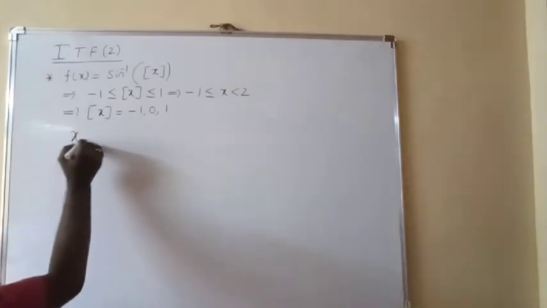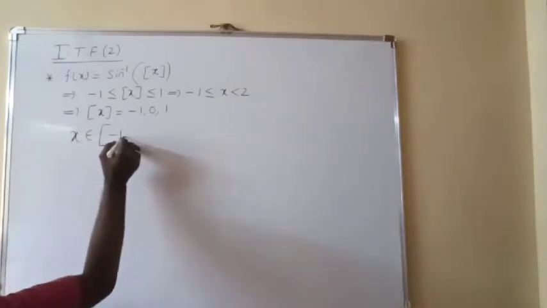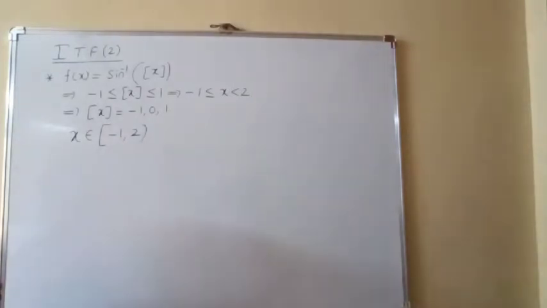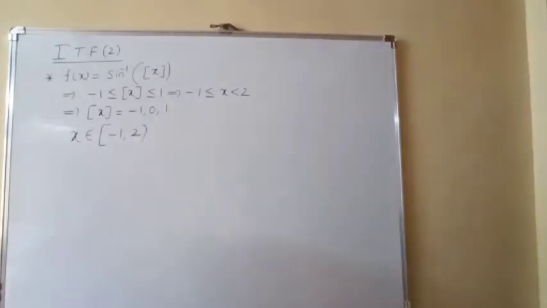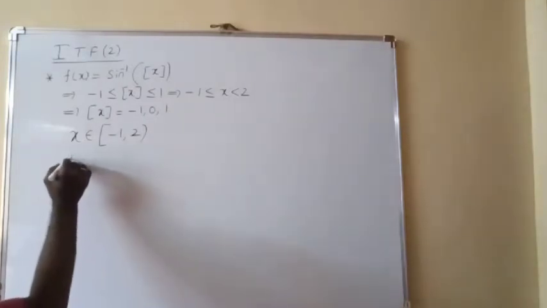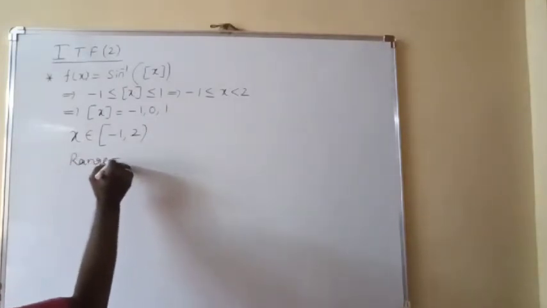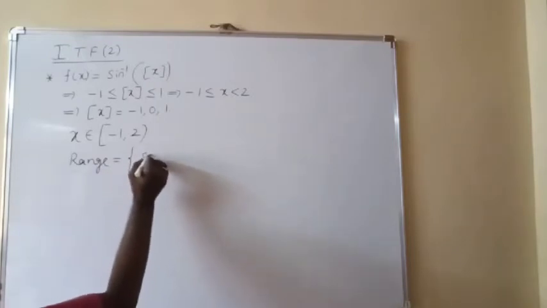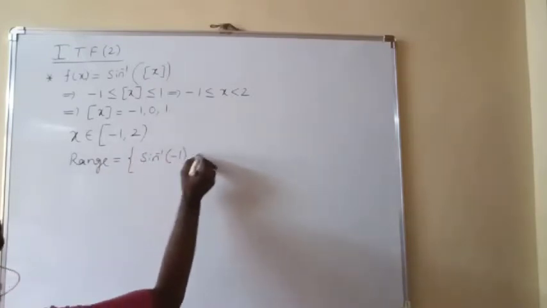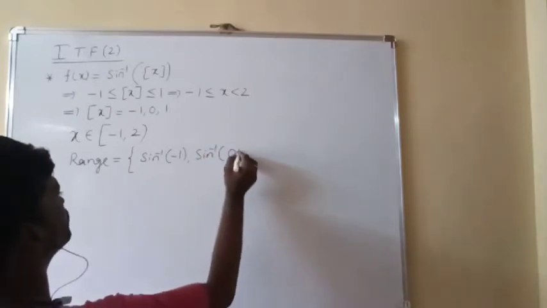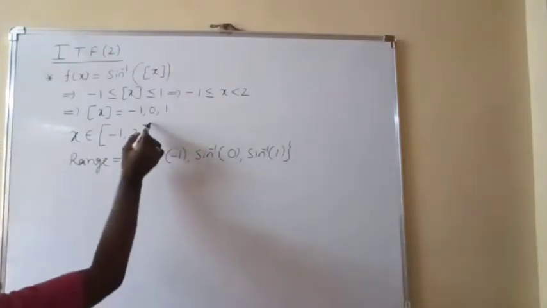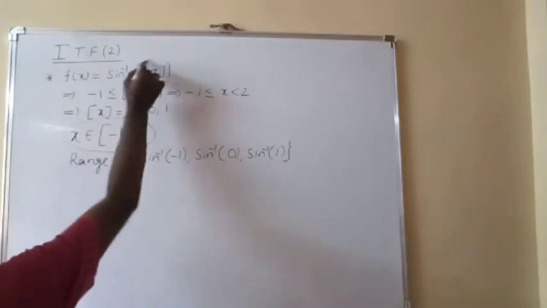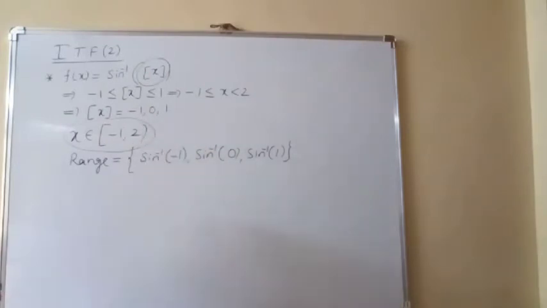So thus x belongs to what? The left closed, right open interval minus 1 comma 2. This is the domain of the function. And for these values of x, step x takes minus 1, 0 and 1. Hence the range of the function becomes sine inverse of minus 1, sine inverse of 0, sine inverse of 1. Because for these values of x, this step x value is either minus 1 or 0 or 1.